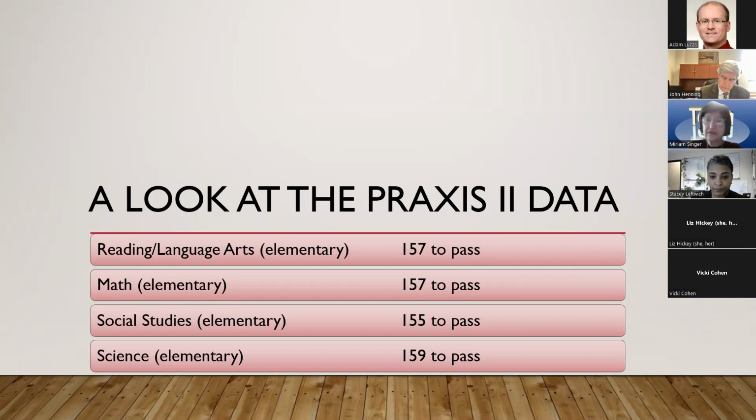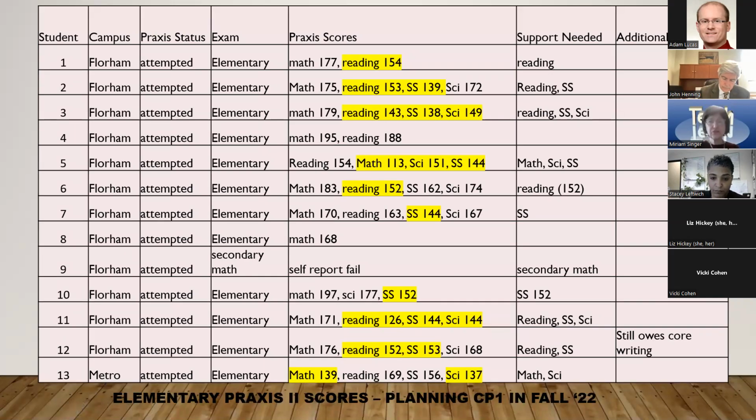Okay. The next piece is we're going to take a quick look at some of the Praxis 2 data. And the Praxis 2 data, this is only for the elementary because the secondary is all over the place. But let's take a look at that data. These are students who hope to be in CP1 in the fall. And we have about half of our juniors and seniors are in elementary. These 13 students, these 13 candidates represent half of our elementary candidates who plan to be in CP1 in the fall.